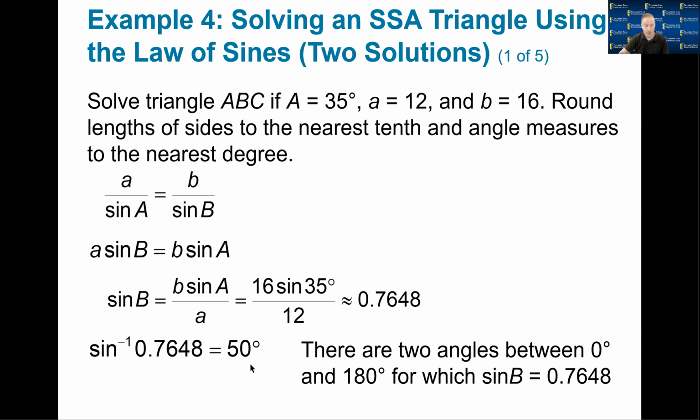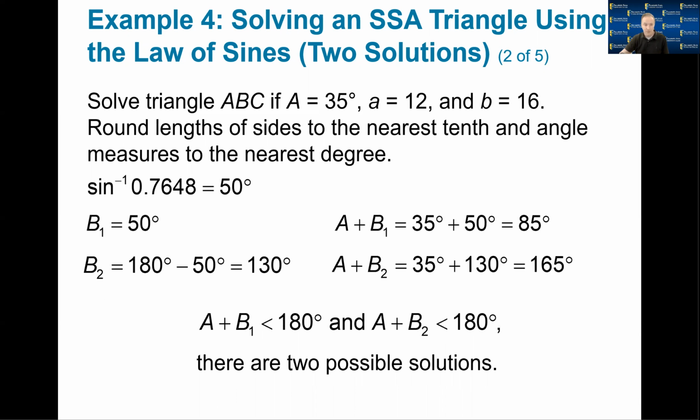But now I need to understand, yes, there's another angle. And all I need to do is say, well, it's 180 minus 50, which is going to give me 130. Now, could my other angle be 130? You bet it can. How do I know it can? Well, we both should know it can, because your other angle in your triangle is 35. So you can say, well, since 130 plus 35 does not exceed 180, both 50 and 130 will be solutions.